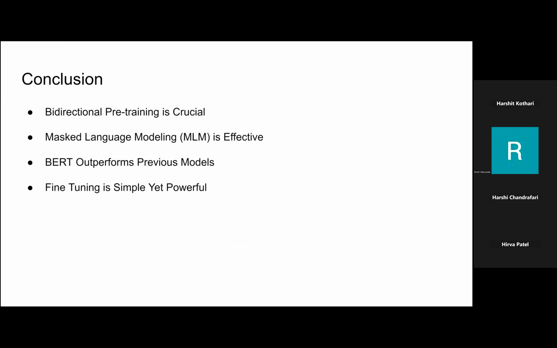Fine-tuning is simple yet powerful. Because the BERT model is already pre-trained, the fine-tuning step requires less power, and we can fine-tune the BERT model to cater to each specific task, which renders the entire model very powerful because we get the pre-trained BERT model from the internet itself.